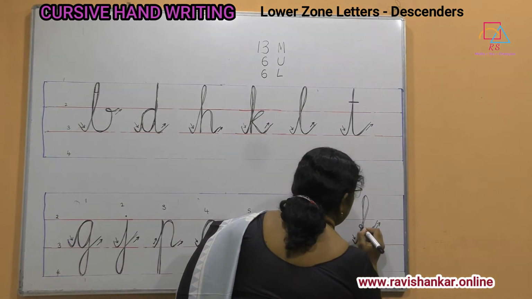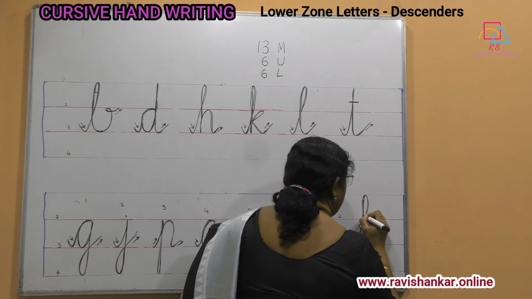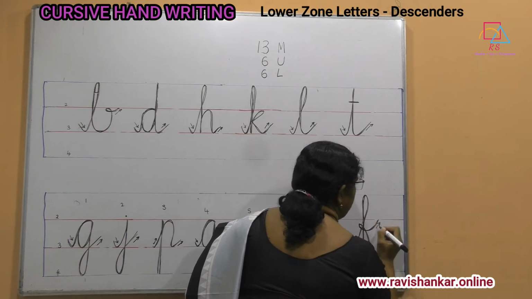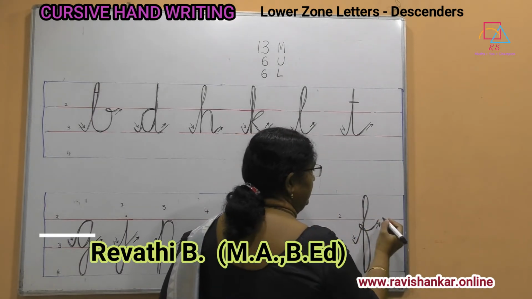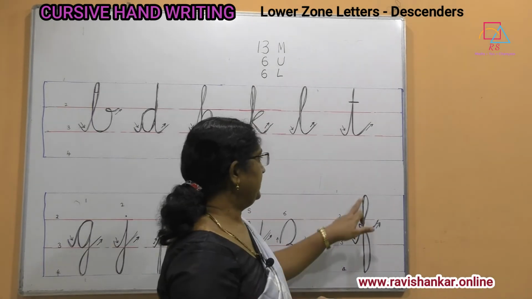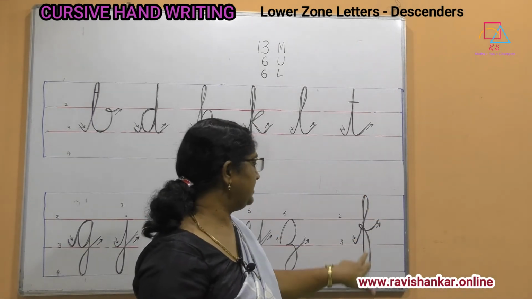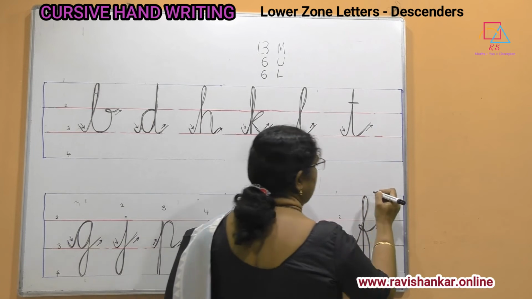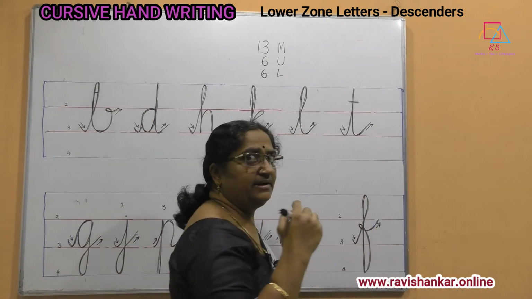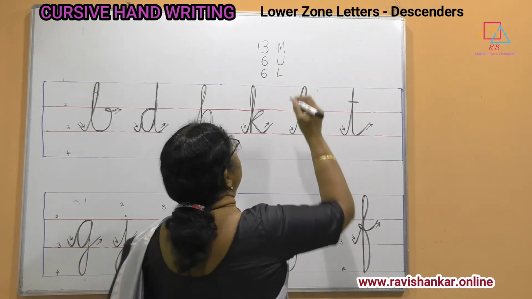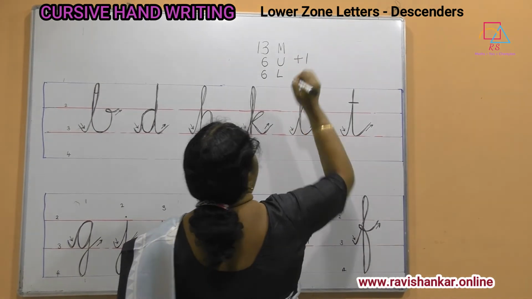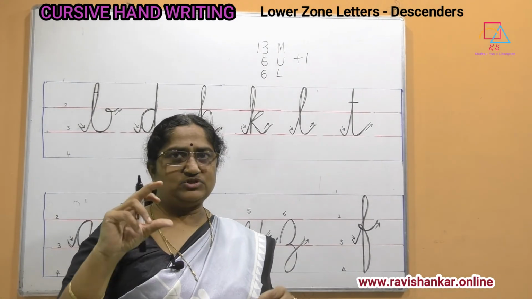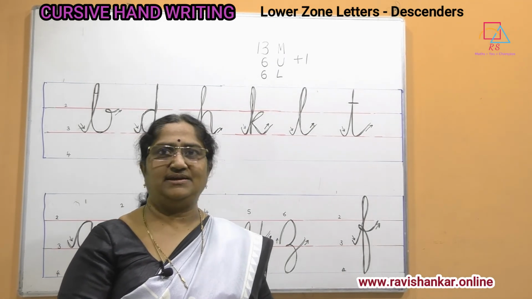It starts at line number 3, goes all the way up to line number 1, and again all the way down to line number 4, and then ends at line number 3. Starting at 3, ending at 2. But in the meanwhile, it touches line number 1 and line number 4 as well. This is both upper zone as well as lower zone letter. It is an ascender as well as a descender. That makes all the 26 letters of the alphabet. This is the small letters A to Z in cursive writing.